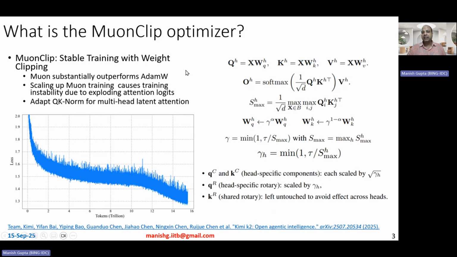So what are attention logits? I'll quickly talk about attention logits on the right side, but they just explode. So therefore, what they do is normalize these attention logits using QK-norm.